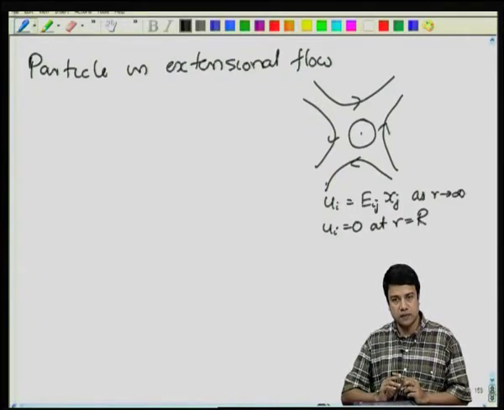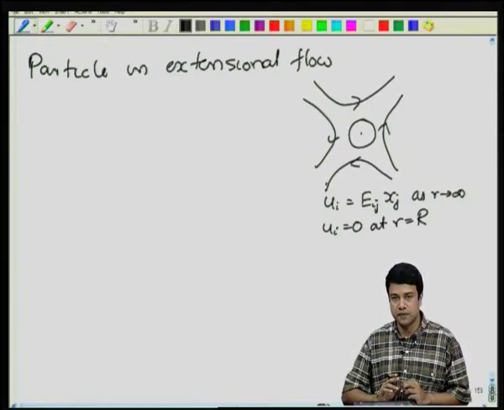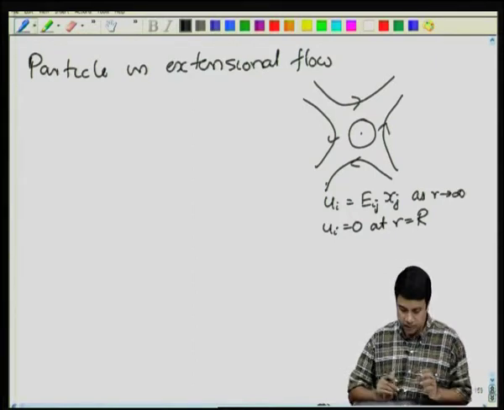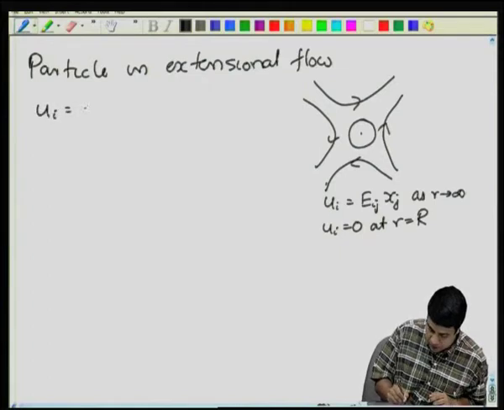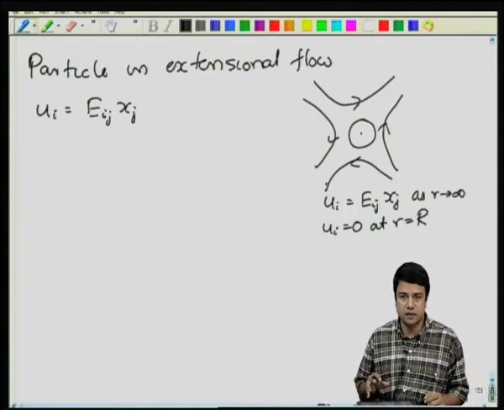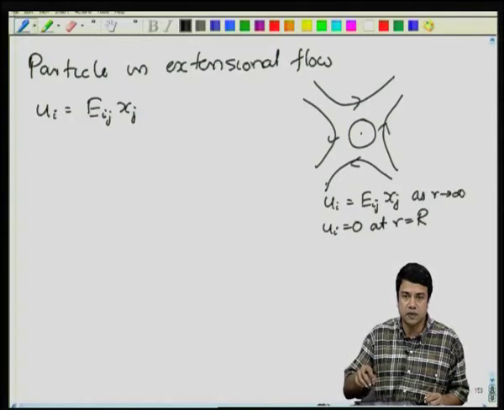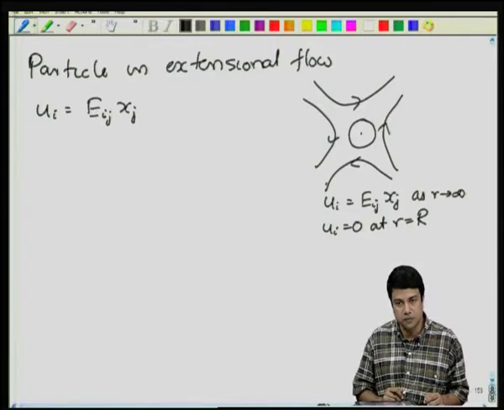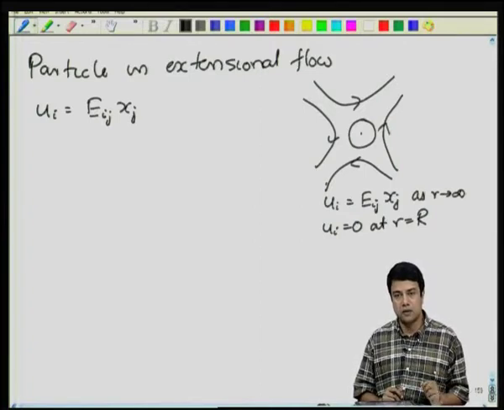So, now we have to solve for the velocity profile for an extensional flow far away from the sphere and velocity equal to 0 on the surface in order to find out what is the velocity disturbance due to the sphere. The fluid velocity field of course will contain one component which is just the extensional flow very far away, plus a disturbance due to the sphere, because the sphere is imposing 0 velocity boundary conditions on its surface. There is going to be a disturbance to the velocity field due to the sphere. How do you get that disturbance?